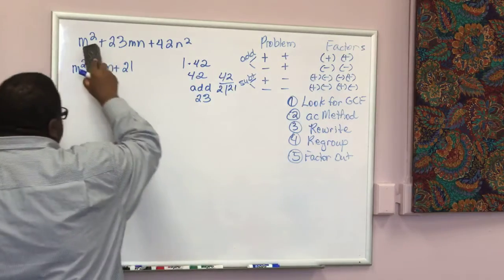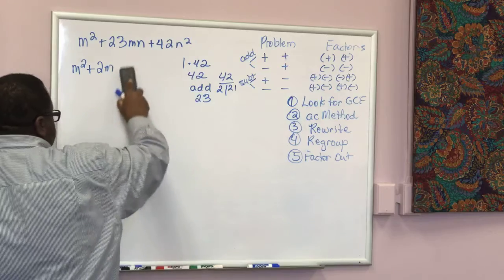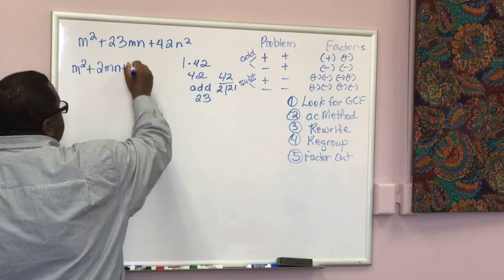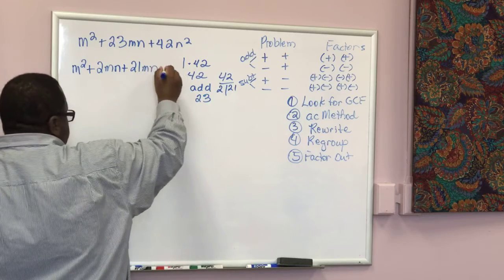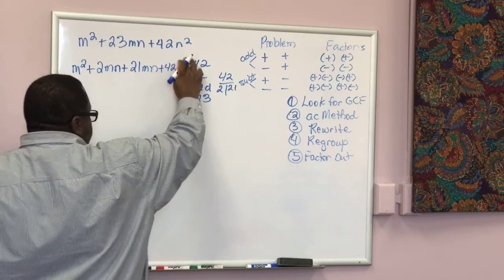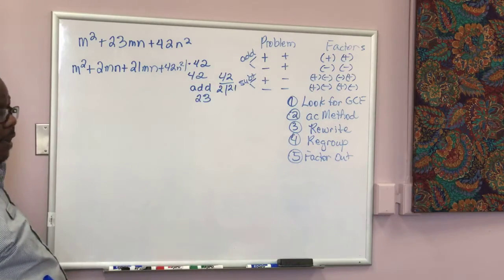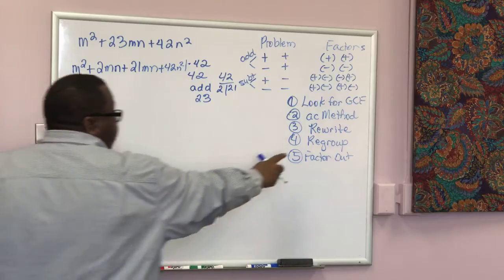Because we got a variable right here and a variable right there, right? So you say m what? N. And then what? 21mn plus 42n squared. Once we rewrite it, now we do what?